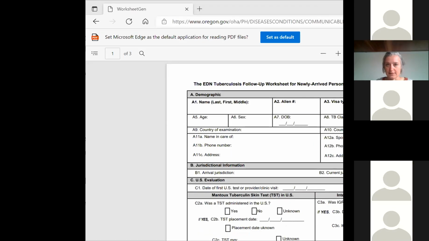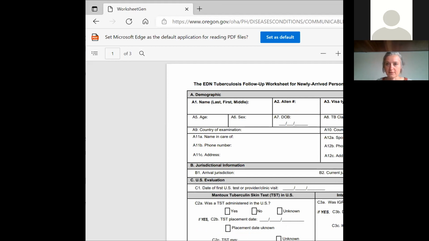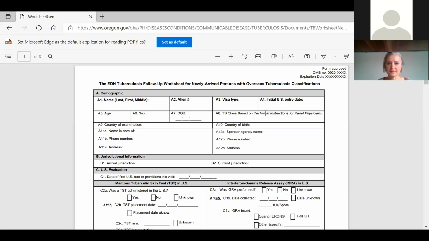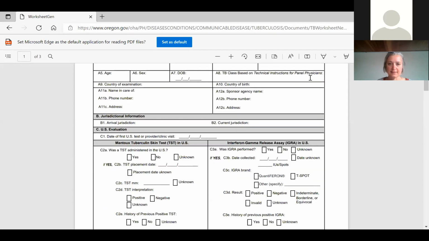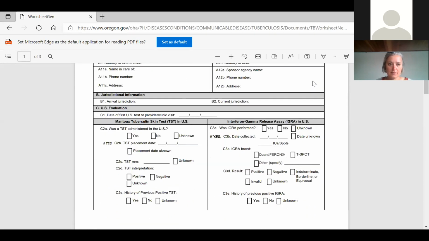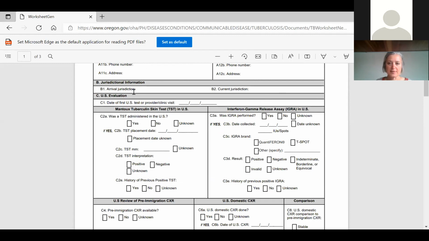I'm going to screen share the worksheet. Okay, here we go. Sorry, lots of things going on here. Okay, so this is the paperwork. This is the worksheet that needs to be filled out. Lots of stuff on here. One of the things that sometimes people forget to fill out here is C, the date of first US test or provider clinic visit, so you'll need to fill that out.